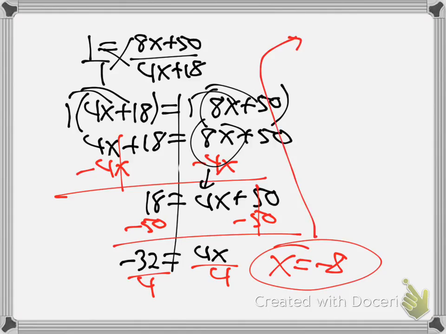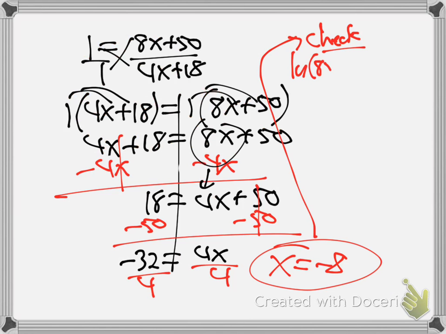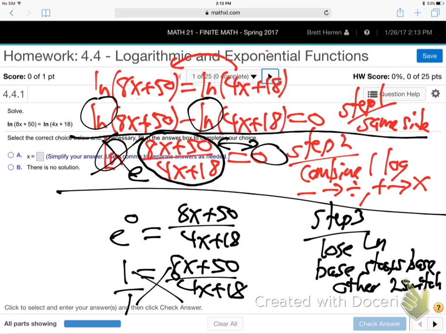Here's how we check. I'll do the check right up here. Check. You guys have the original? Here, I'll go back. What was the original? It was ln of 8x plus 50, and the other side was ln of 4x plus 18.